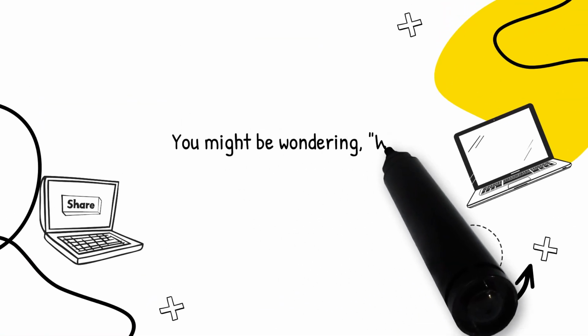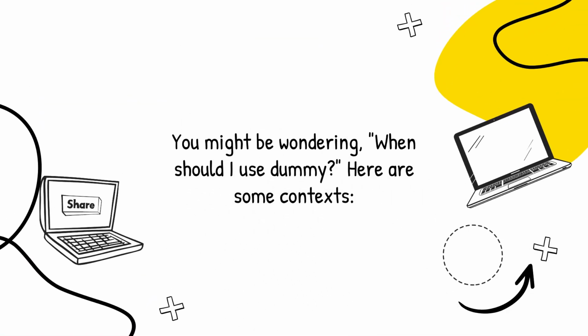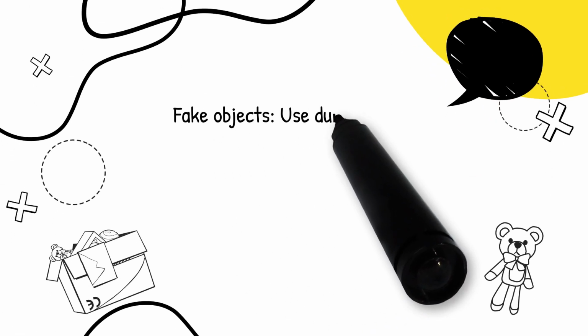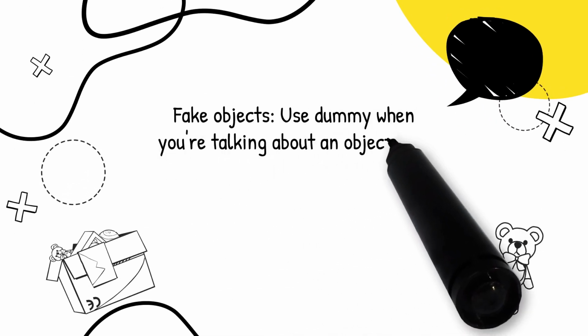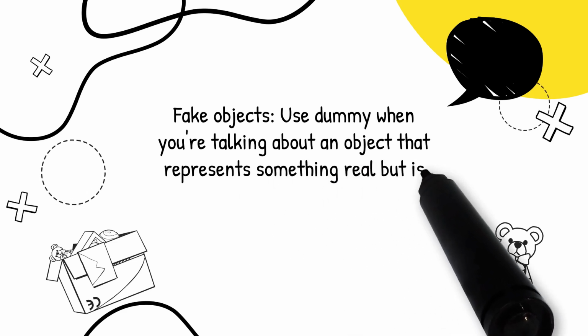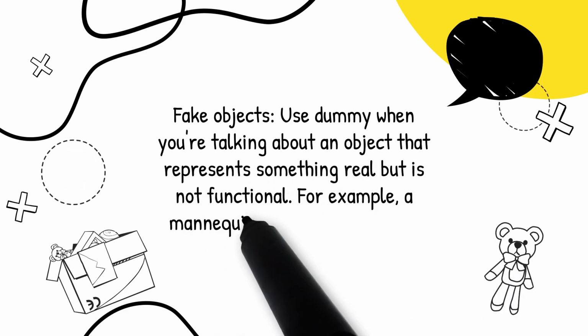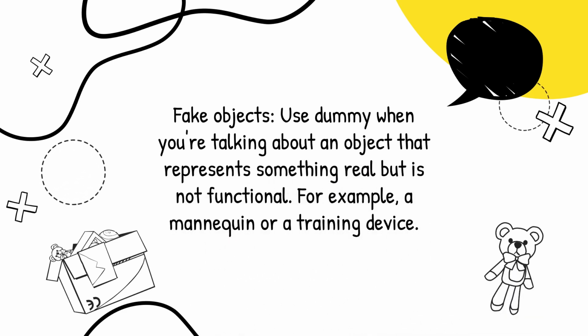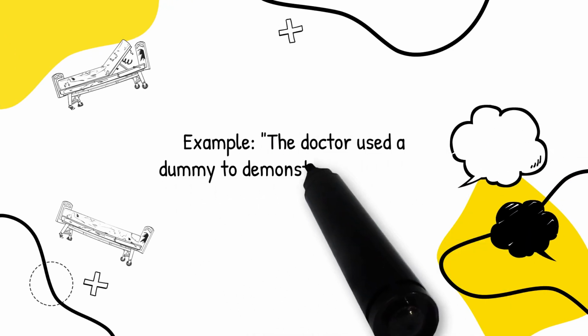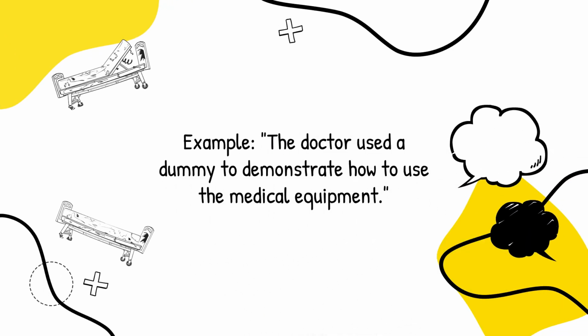You might be wondering, when should I use dummy? Here are some contexts. Fake objects. Use dummy when you're talking about an object that represents something real, but is not functional. For example, a mannequin or a training device. Example, the doctor used a dummy to demonstrate how to use the medical equipment.